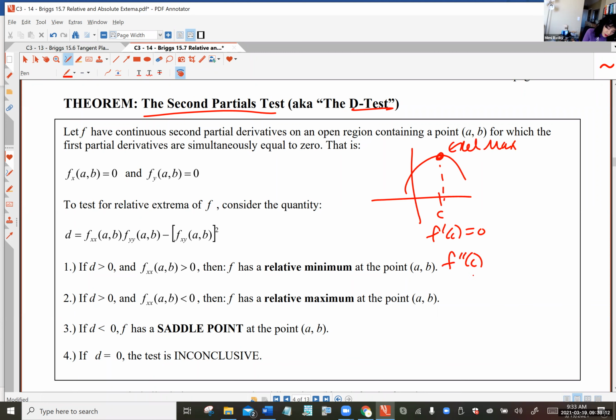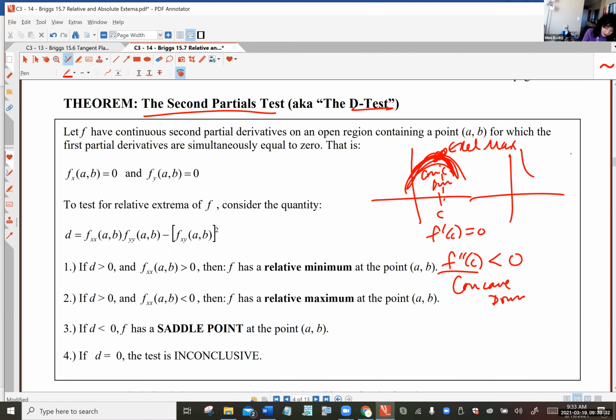When you evaluated your critical point at the second derivative and you got a negative number, that meant the graph was concave down. Do you remember this? And when your graph was concave down, you ended up with a rel max. That's when your second derivative was negative.